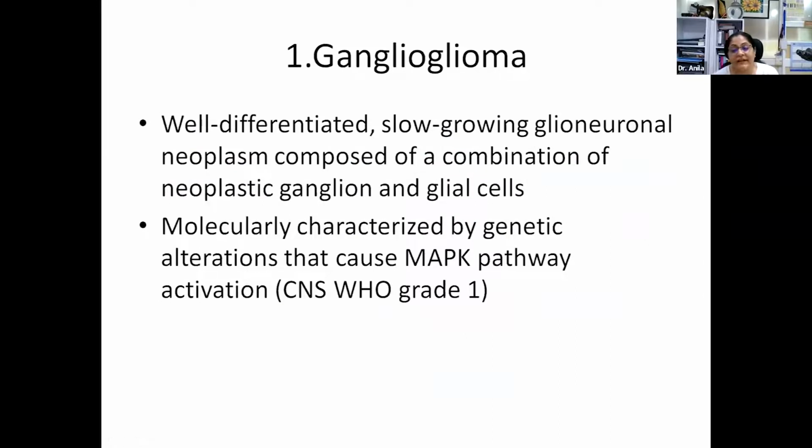So coming to the first tumor, the ganglioglioma. This is the commonest tumor, and it is genetically well defined. It is a well differentiated, slow growing tumor, which is composed of a combination of neoplastic ganglion cells and glial cells. And it is molecularly characterized by alterations in the MAP kinase pathway.